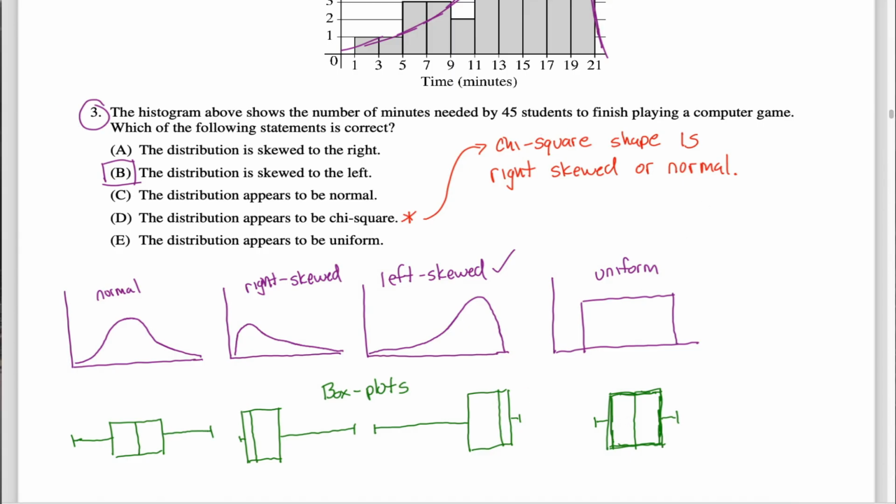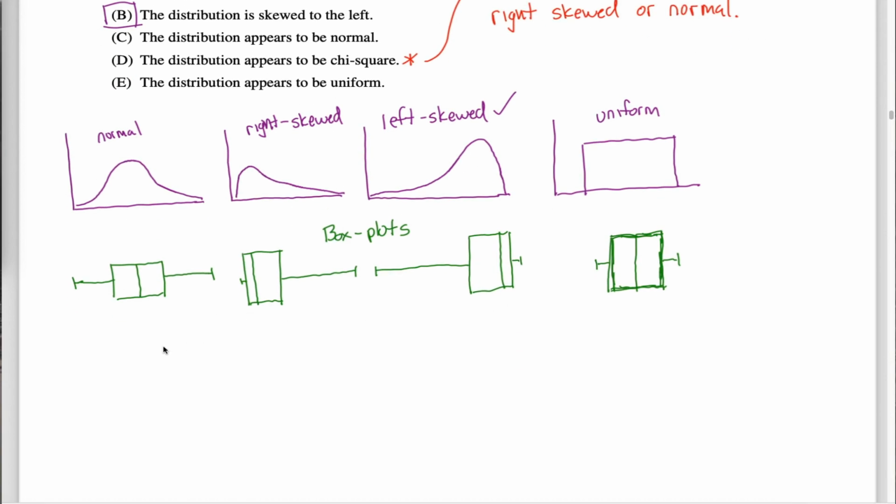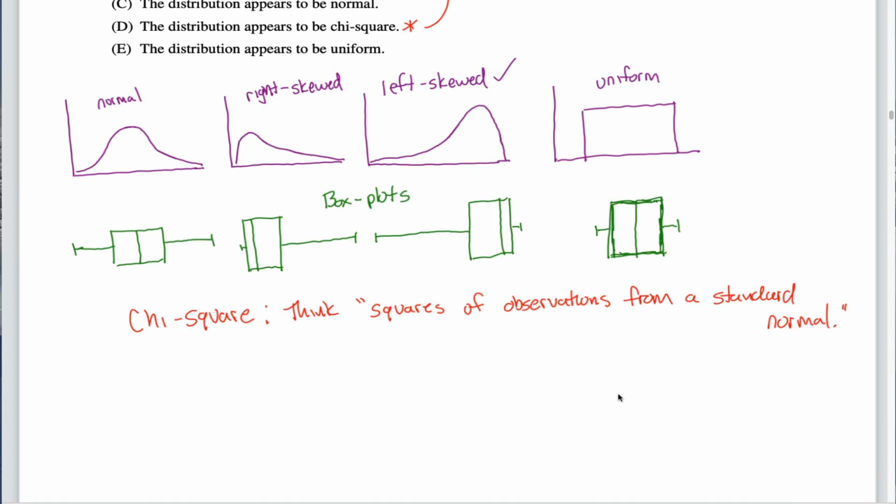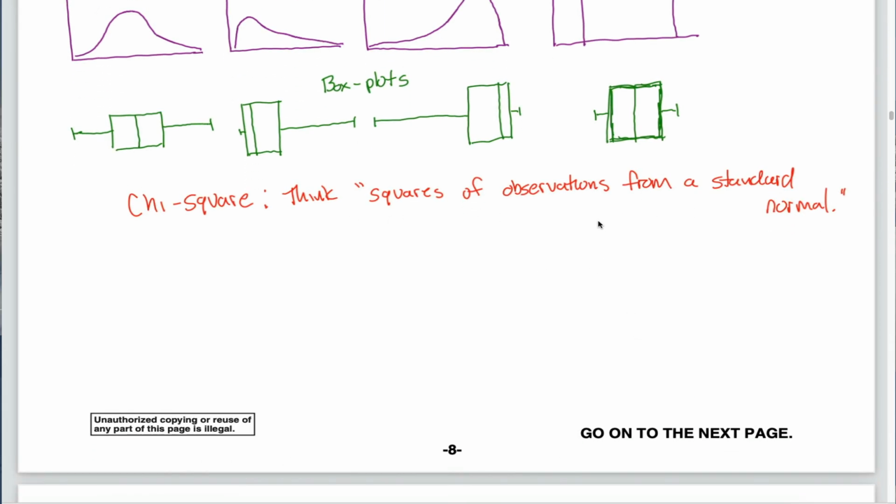Anyways, back to the chi-square distribution. As I mentioned before, the minimum you should know about it is this fact. But I think it'd be useful if you understood why this was the case, not necessarily for this problem, but for similar problems. So let me talk a little bit about the chi-square distribution. The way to think about the chi-square distribution is to think about the squares of observations from a standard normal. And you might be like, well, that doesn't help me at all. There's a lot of statistical jargon going on in there. It's not as bad as it seems.